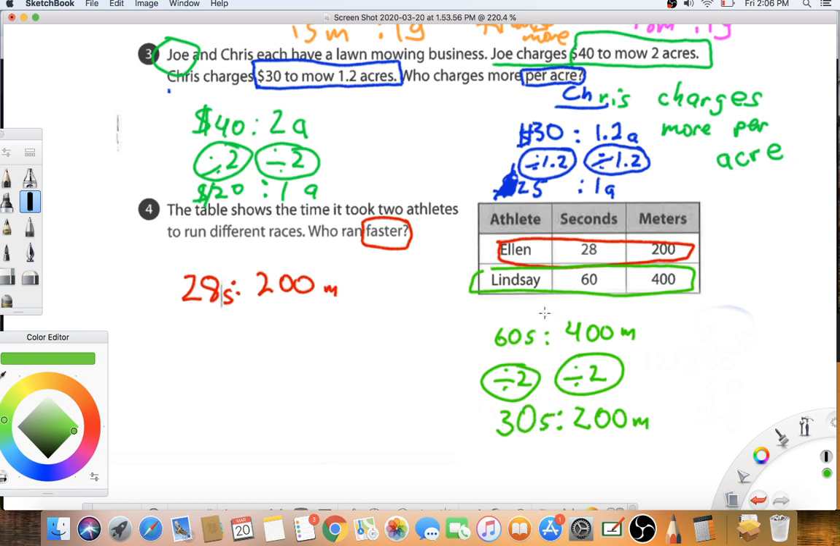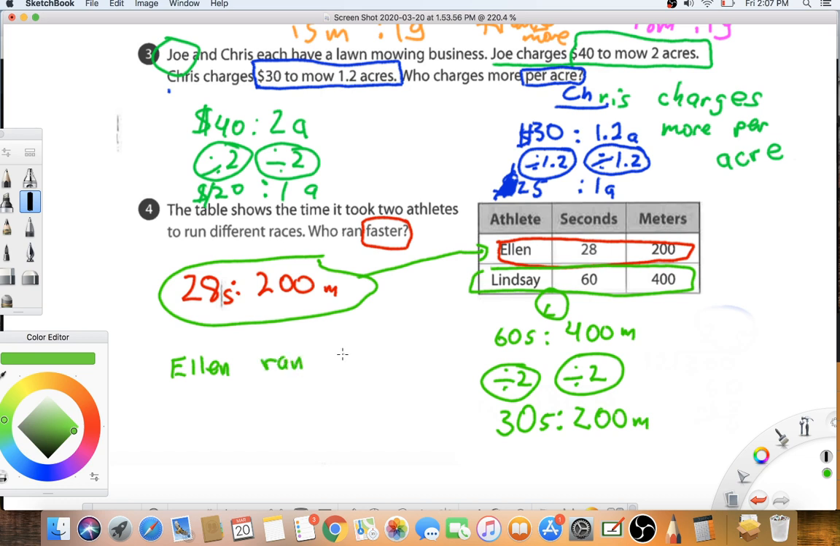So Lindsay does this 200 meters in 30 seconds. Ellen does 200 meters in 28 seconds. So who ran it faster? Obviously, Ellen ran it faster, because she did it in 28 seconds for the same distance, 200 meters. So we would say Ellen ran the race the fastest.